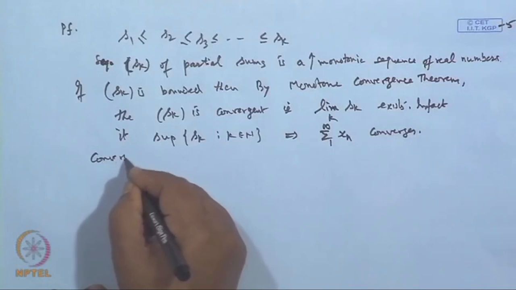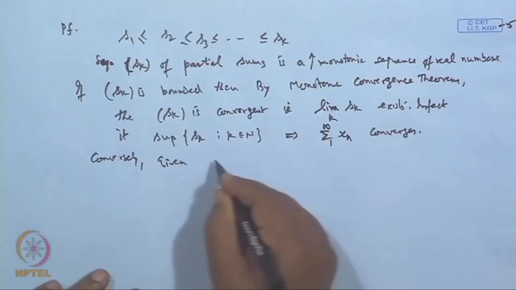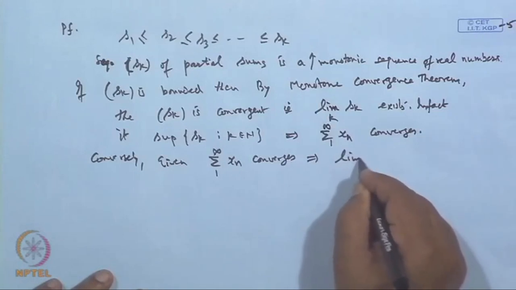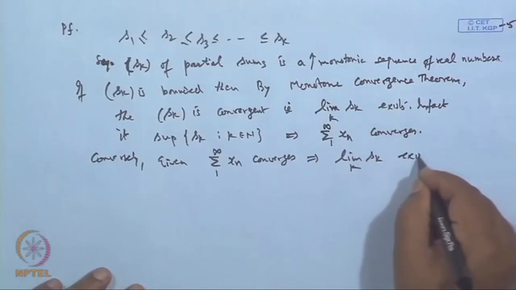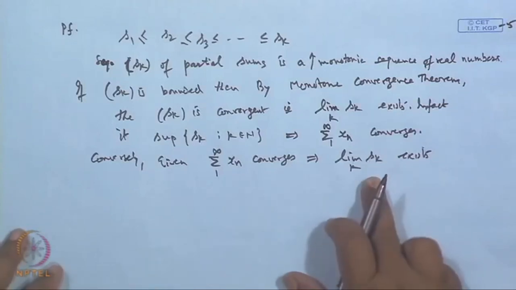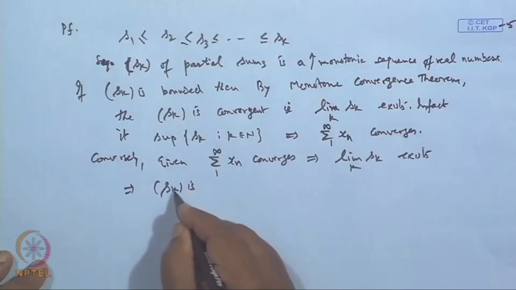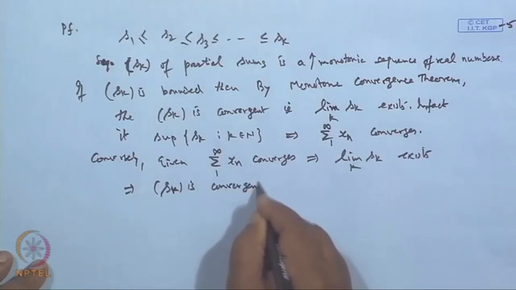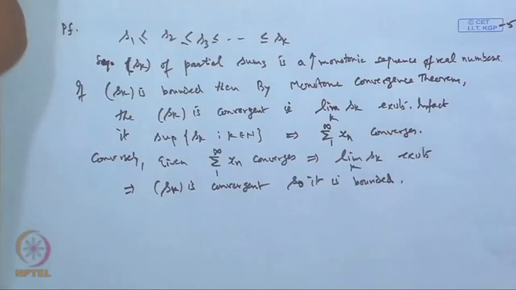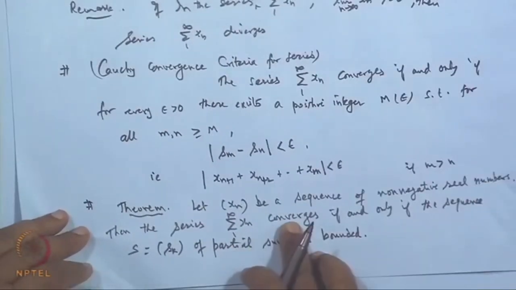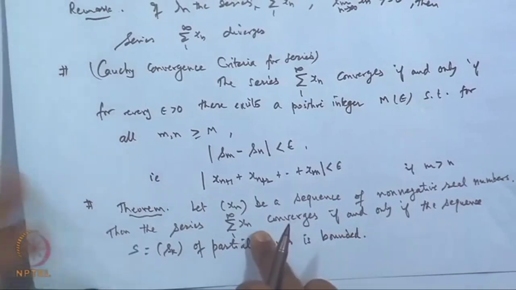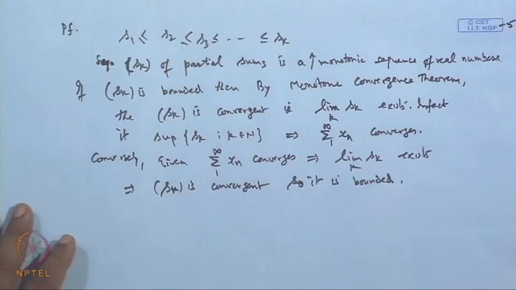Conversely, if given the series sigma xn, 1 to infinity, converges, it means what? That means the limit of the sequence Sk exists, finite. Now, every convergent sequence is a bounded sequence. So, this means that the sequence Sk is convergent, so it is bounded. So, this proves both ways: if this series is convergent, then the sequence of partial sums will be a bounded sequence, and vice versa, if the sequence of partial sums is bounded, then the corresponding series will be convergent. So, that is the convergence criterion.